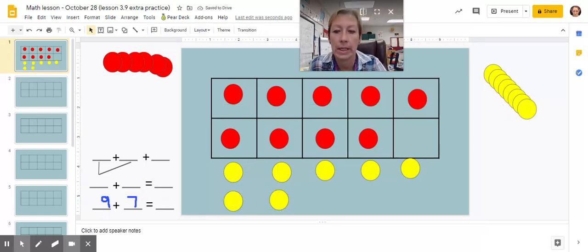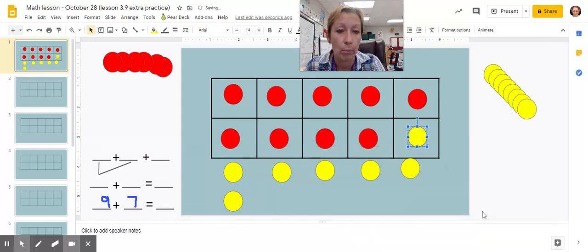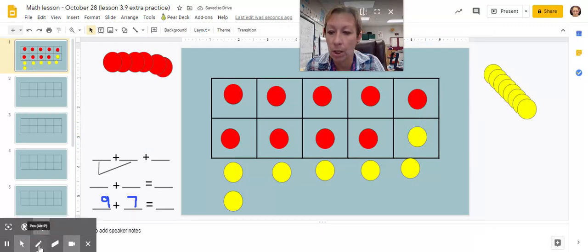All right, a 9 and 7. Remember what I told you last time. We do not want any open frames. Whenever there's an open frame, we need to move something in there to make a 10. So simply, all I'm going to do is take one of those yellows and move it over to an empty frame. So now let's look at my numbers.